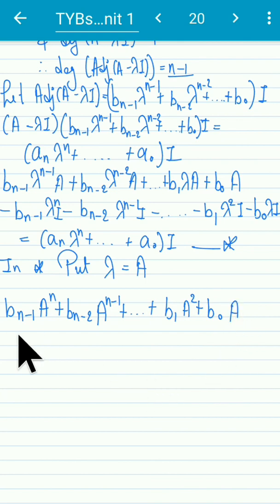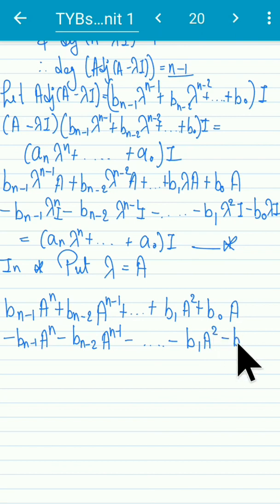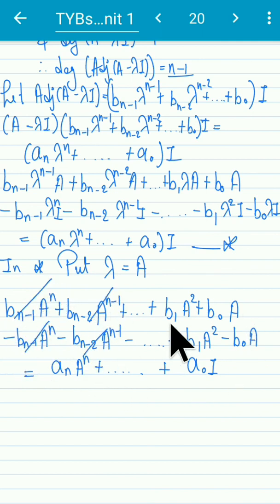After that I have minus b n minus 1. This lambda will be replaced by A raised to n, and A raised to n into identity is the same as A raised to n. I will write A raised to n, minus b n minus 2 A raised to n minus 1, minus dot dot dot, minus b1 A square, minus b naught A, and that is the same as a n A raised to n plus dot dot dot plus a naught identity. If you see the left hand side, it is equal to 0, because this will cancel this, this will cancel this, and so on. So my left hand side is 0.